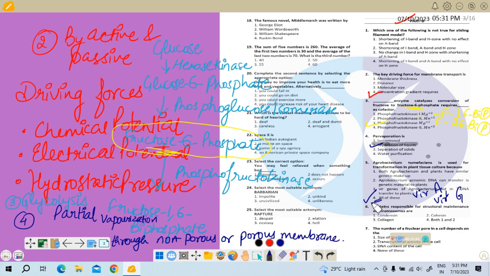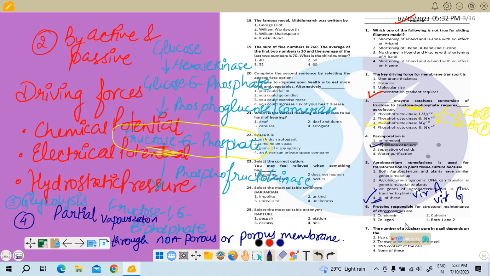Okay, then question number 6. Proteins responsible for structural maintenance of chromosomes are condensin, cohesin, collagen, both 1 and 2. So proteins, here we are talking about chromosomes. If we don't know exactly, we might have an idea, like in chromosomes what we have read about, right?